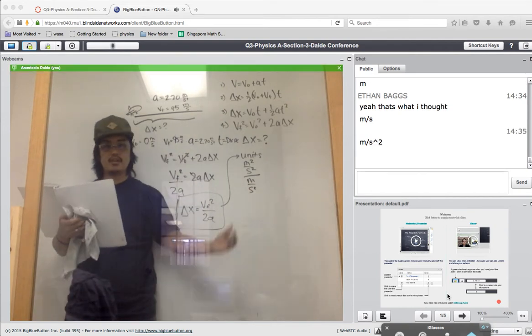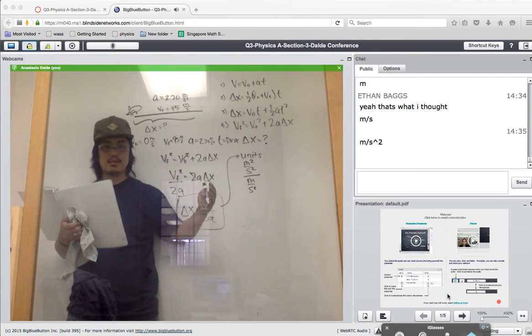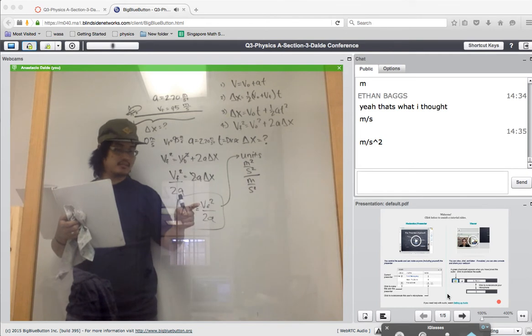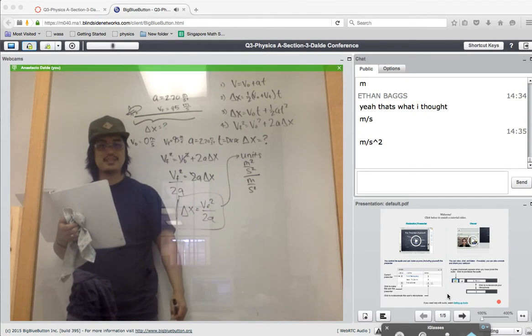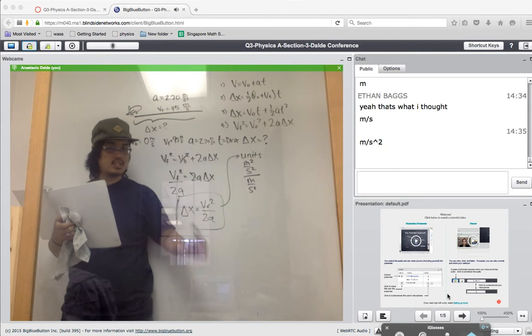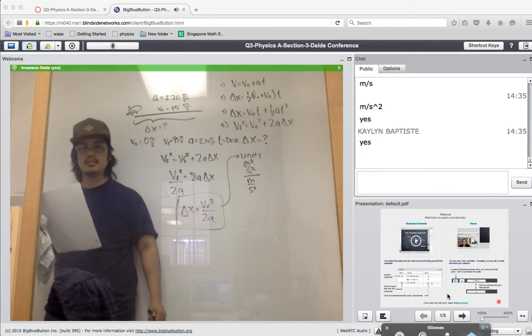Now, be very careful, because the way I said it sounds exactly the same, and that's why you need to be very careful with writing it. This was meters per second, as in V final, squared, and this is meters per second squared. Yeah, it could get confusing like that. But do you understand how I got this? I'm just looking at the units. I don't care about the numbers. Kaylin, are we good? Do you understand how I tricked you with that 2 being unitless? Yeah, it's just a 2.